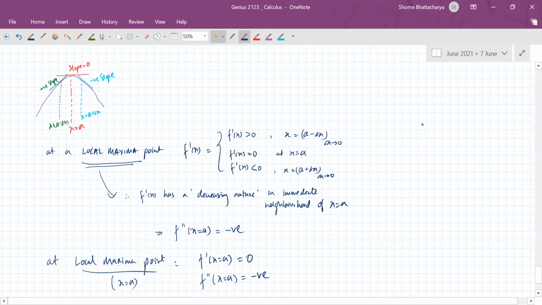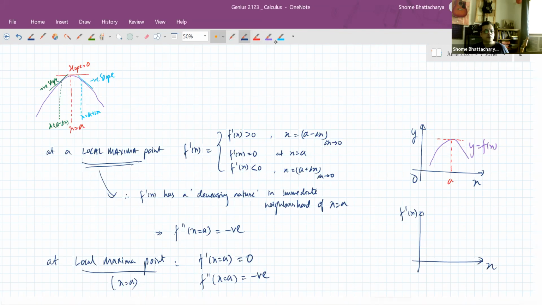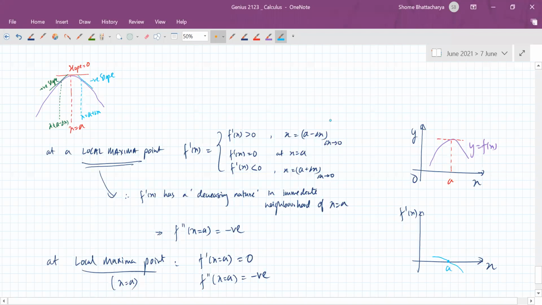Understood. If you first think of the graph of y is equal to f x, and the graph is like this with the point A, because A is the peak point, let's say. Now separately draw the graph of f prime x. So this graph will have what kind of a nature? At A, its value is 0. After A, its value is negative. And before A, its value is positive. So it has a decreasing nature.